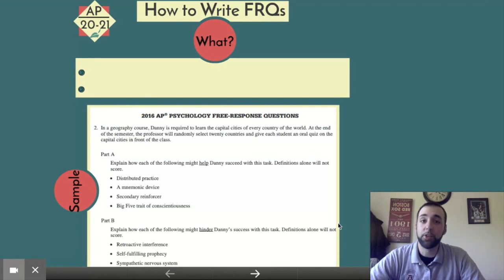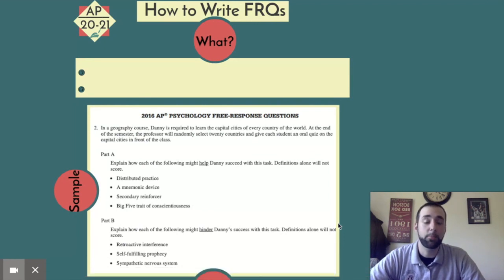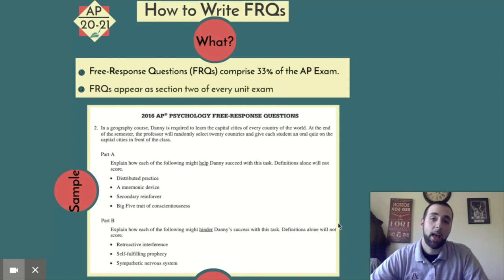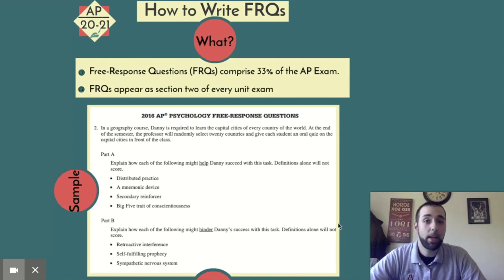How to write FRQs is going to become second nature as the class progresses. This is a routine and a structure that we are going to practice over the summer, return to in the fall, and then practice all the way up to the AP exam. FRQs comprise 33% of the AP exam and appear at the very end of every unit exam, making it an important skill for us to practice now and then eventually master when we come back in the fall.